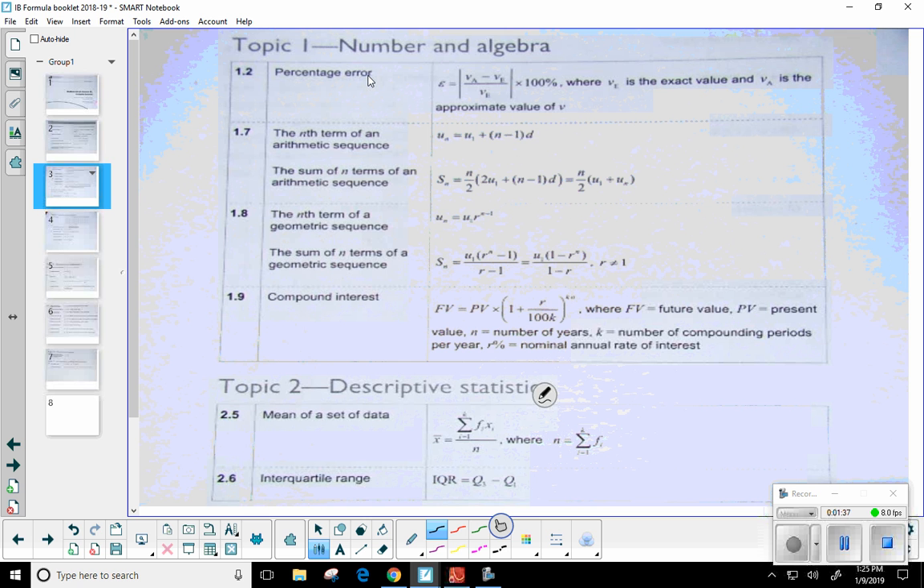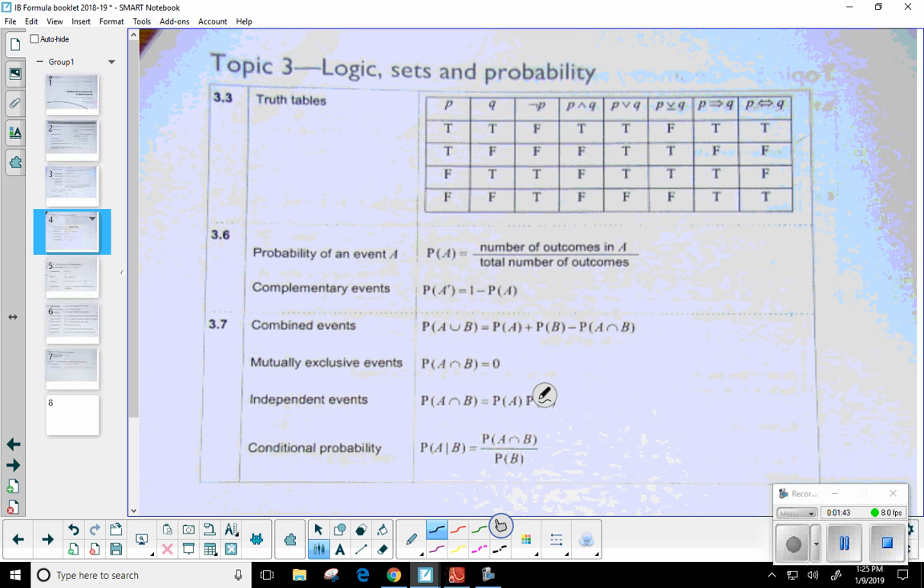Okay. Descriptive statistics, mean of a set of data, interquartile range. Hopefully those are items we're going to remember. As far as the truth table goes, you'll notice it does give you a completed truth table. The questions are more going to be based on maybe writing a sentence or answering questions about the particular scenario. We're going to see more of those in the future as I start to give you practice tests. But just a quick review.